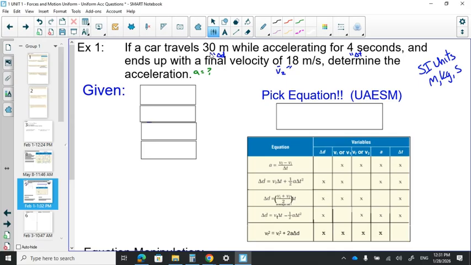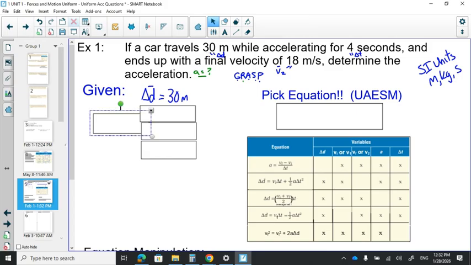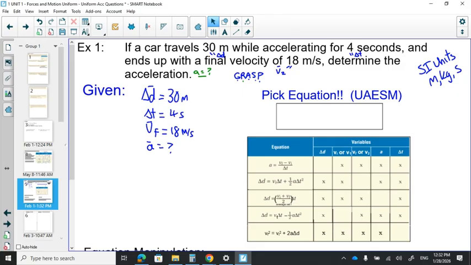So I'm essentially going to be going through the GRASP process of problem solving. You're given information, your required information, which I've been doing in green here. Then you're going to analyze, meaning pick an equation, and then you're going to solve and P for paraphrase, just describe your answer. As I've already pointed out, we have the displacement, then time was 4, and the final velocity was 18, and we're looking for the acceleration, which I did in green. So there's your given, your required, and your GRASP process.